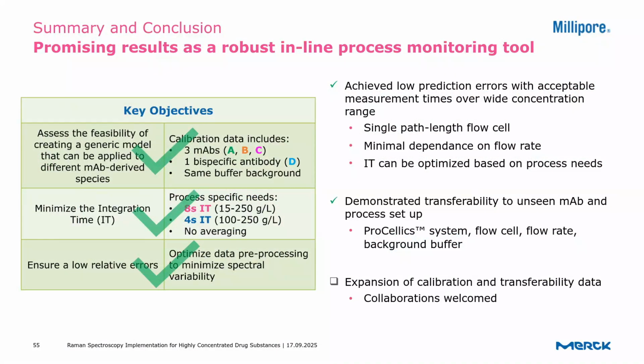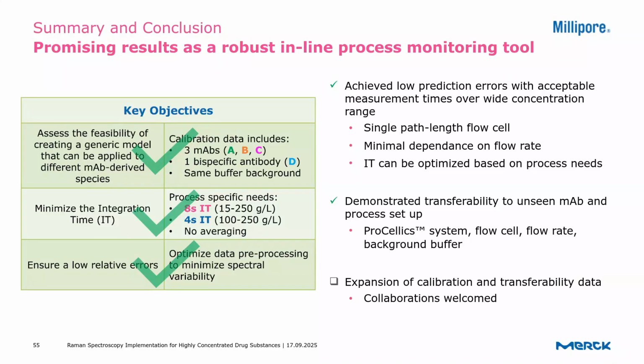In summary, the Procelix Raman has been able to produce promising results as a robust inline process monitoring tool in the downstream space, especially for measuring high concentrations of various proteins. Looking at our initial key objectives for this work, we successfully met all 3 conditions to achieve low prediction errors with acceptable measurement times over a wide concentration range, with the perks of having a single path length flow cell, minimal dependence on flow rate, and the ability to optimize measurement times based on process needs.